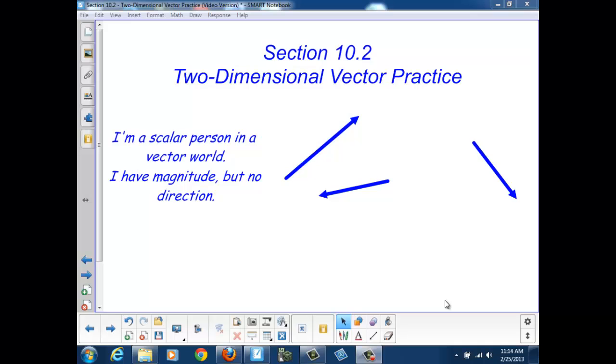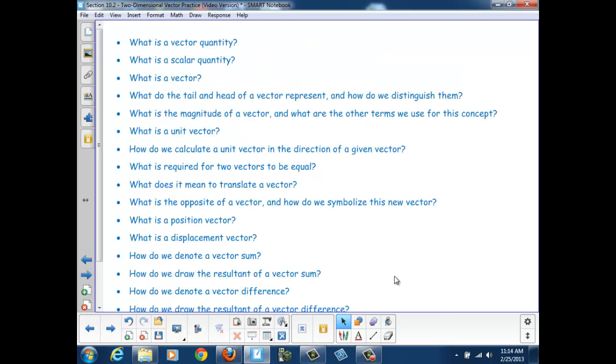Welcome to section 10.2, two-dimensional vector practice. At the end of this section, we should be able to answer all of these questions. What is a vector quantity? What is a scalar quantity? What is a vector? What do the tail and head of a vector represent, and how do we distinguish them?